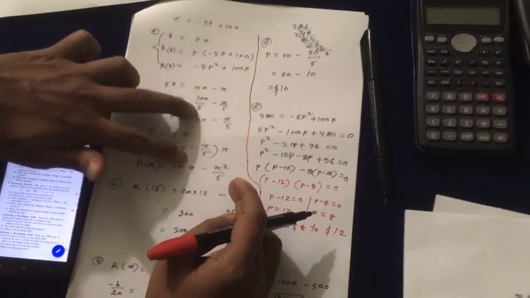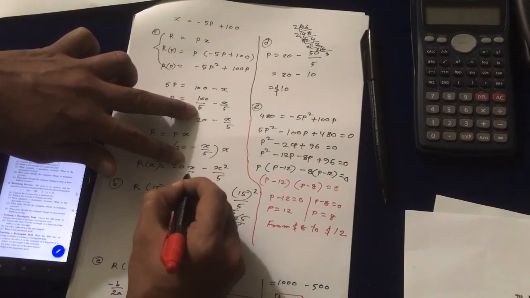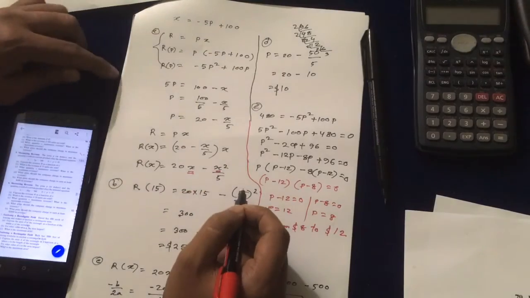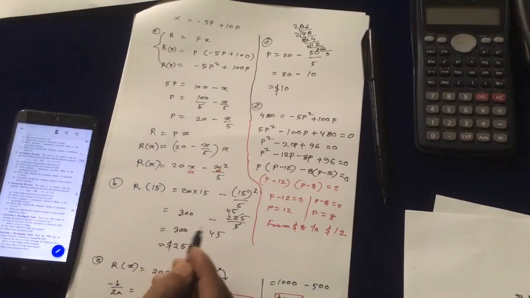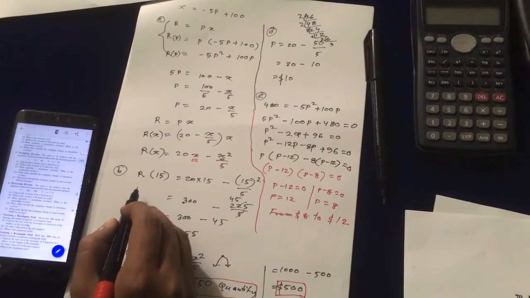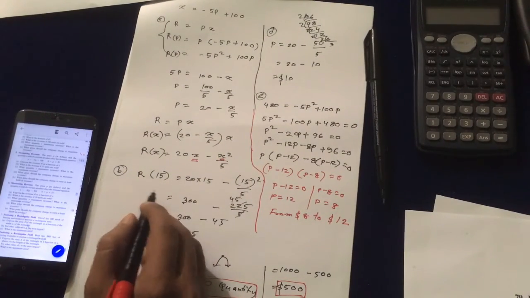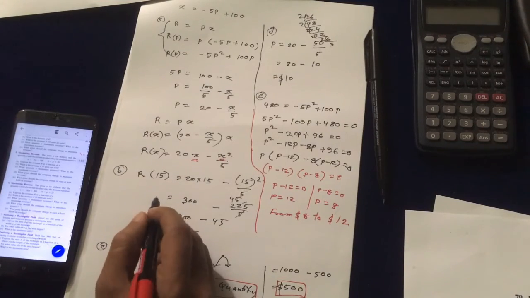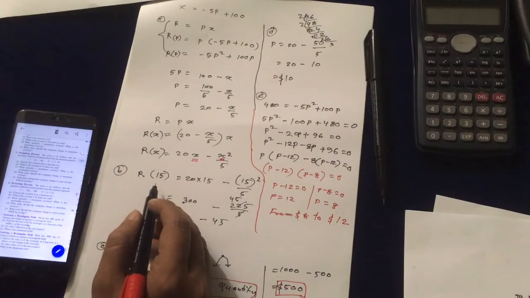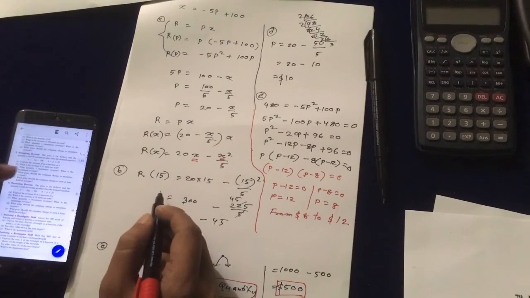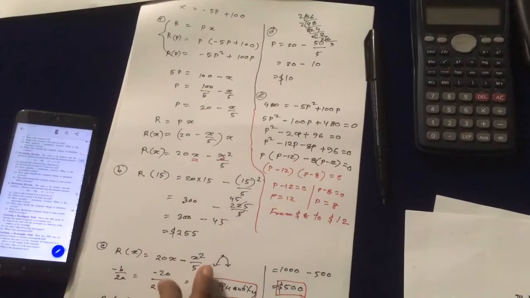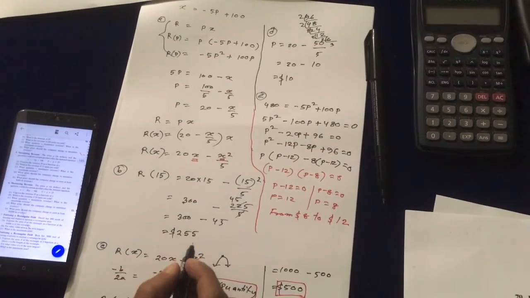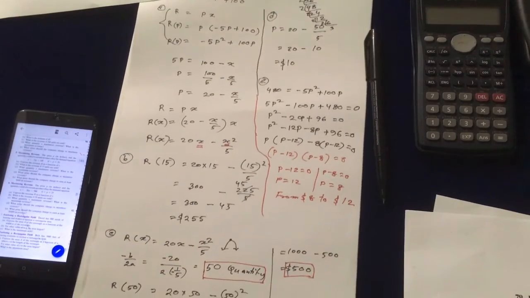So this is the solution because they said express it in terms of x. If they say express it in terms of p, then this is the solution. So both are here. Then the question is to find the revenue if the quantity is 15 units. So you have to put in x here, where 15 is the quantity. If we put it in and do the calculation, we get a revenue of 255.